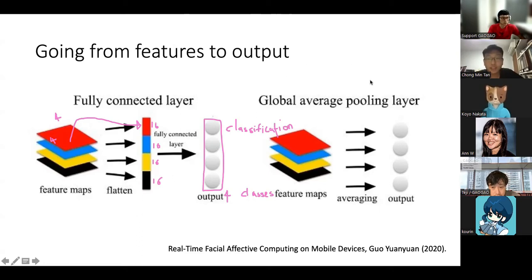There's also another strategy called global average pooling. Basically, you come up with the number of feature maps in your last layer according to the number of classes you have, like 4 classes in this case. Then you just take a global average, which means the average of this red layer, and this will be your output to the classification node.